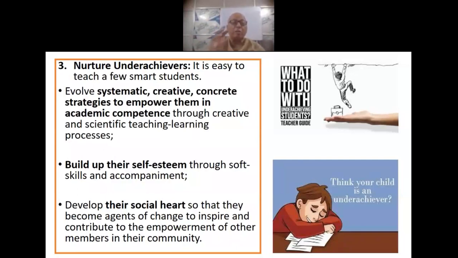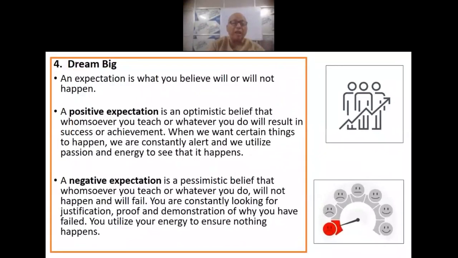Second, build their self-esteem. They should tell themselves, I can do, I can pass, I can study. That is called self-esteem. And the third, develop their social heart. That means make them agents of change. Make them feel that they can contribute. When you do these three things, you will nurture the underachievers.